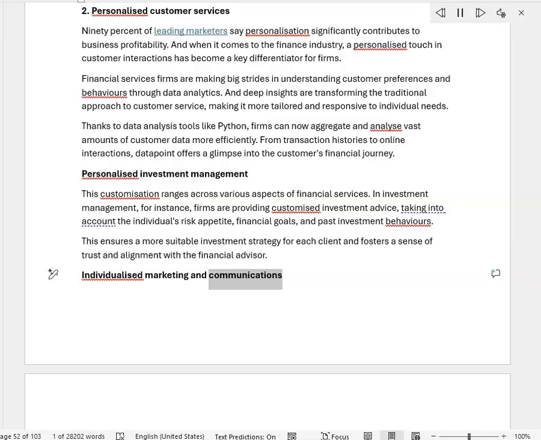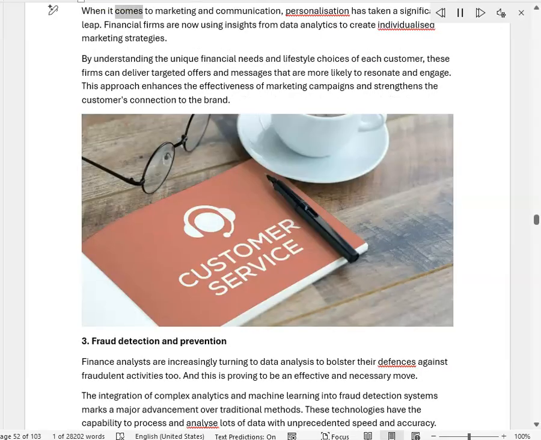Individualized marketing and communications. When it comes to marketing and communication, personalization has taken a significant leap. Financial firms are now using insights from data analytics to create individualized marketing strategies. By understanding the unique financial needs and lifestyle choices of each customer, these firms can deliver targeted offers and messages that are more likely to resonate and engage. This approach enhances the effectiveness of marketing campaigns and strengthens the customer's connection to the brand.